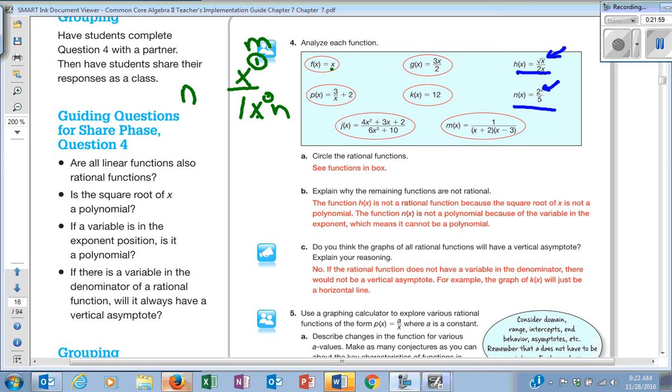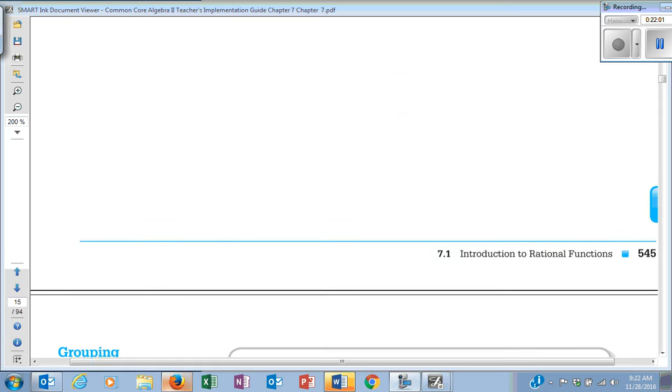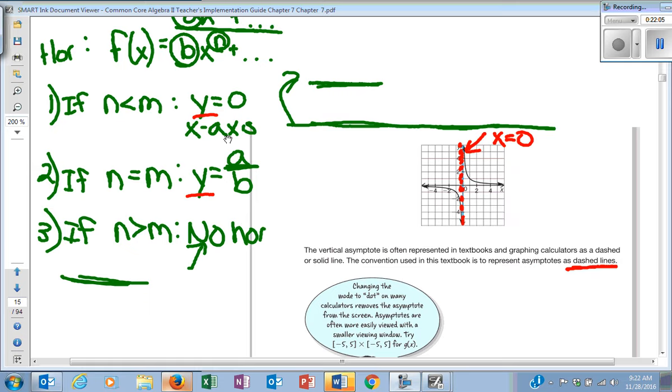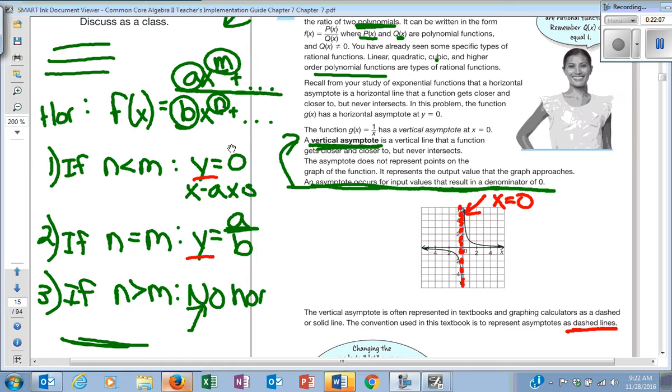And I'm sorry, I need to go back up here and change something. My fault. Please change this. This should have been m, and this should have been n. So on this one, if my bottom is bigger than my top, then I have this one. Sorry about that. Please correct that.